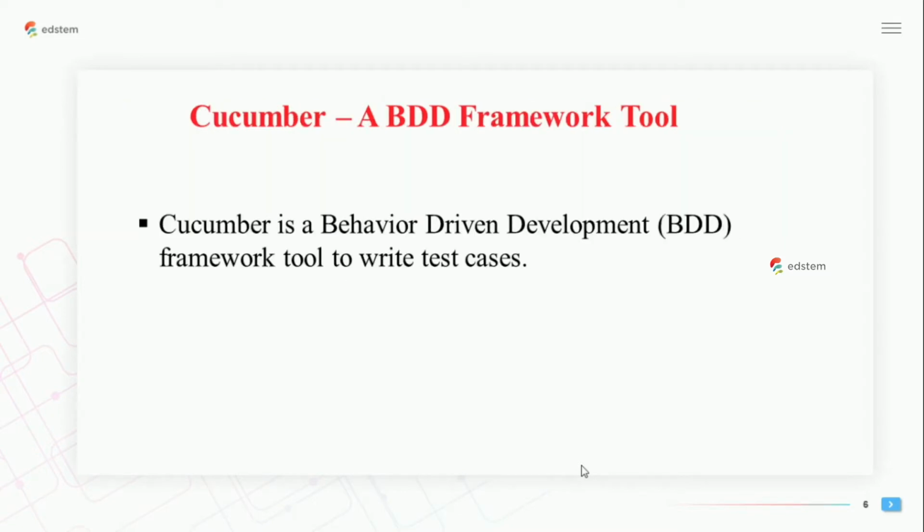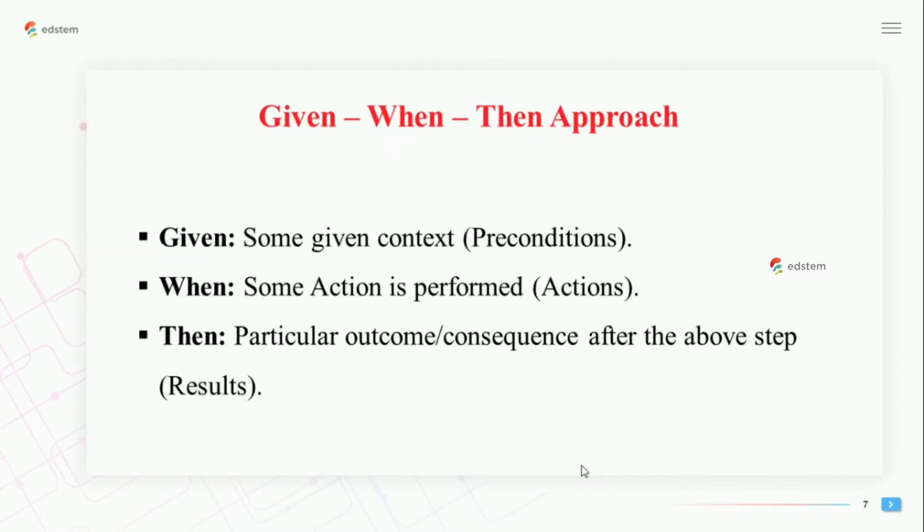Now coming to Cucumber. Cucumber is a BDD framework tool. Cucumber is a behavior-driven development framework tool to write test cases. Cucumber follows a given, when, and then approach. So what actually is this given, when, and then? Given means some given context, or we can say there are some preconditions. When means some actions that are performed. Then means particular outcome or consequences after all the above steps, or simply we can say they are the result of given and when.